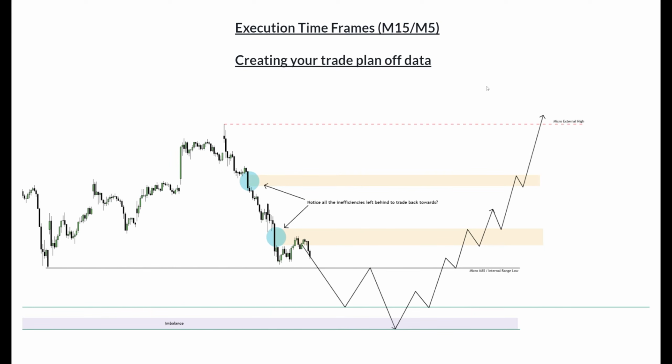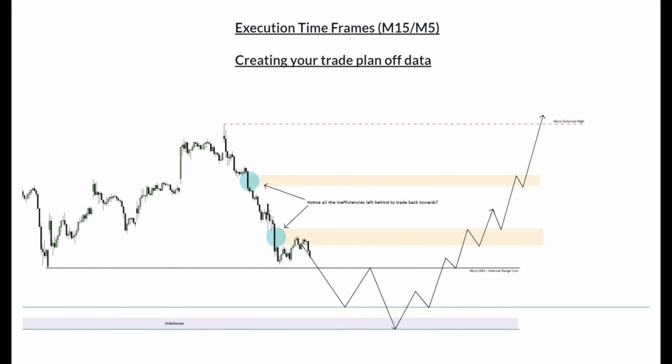So now if we jump into the M15 and M5, our 15-minute and 5-minute, then we can start to see how this would actually look. I did give a prediction of what I think Tesla will end up doing, but you can see, if we go to the 15 and 5, look at all these inefficiencies that were left behind on the sell-off that occurred up here.